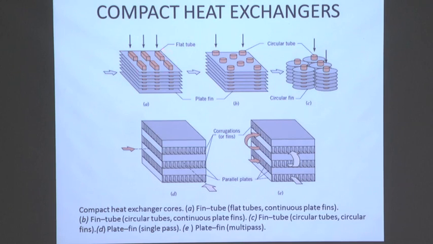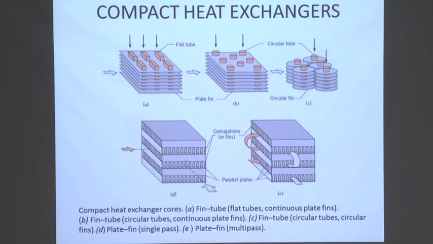and the fin plates. These are also circular tubes with circumferential thin fins. This is with rectangular fins, which I already showed you, and this is very interesting. This is parallel plates with fins, and in these passages we have the fluid flowing, and another fluid flows through this alternate passage. One fluid flows through this passage, another fluid flows through this passage from this direction.